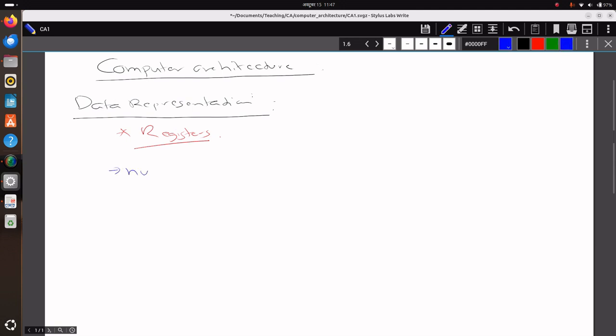The first is numbers, that is used in arithmetic computations. The second is letters of alphabets, that is used in data processing. And the third are some discrete symbols that we'll see sometime later. So these are the three major data categories that are present in the registers.